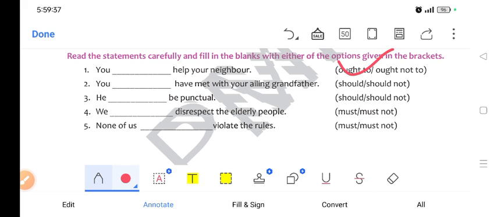You ought to help your neighbor. Next, you should have met with your ailing grandfather. He should be punctual. Next, we must not disrespect. None of us must violate the rules.